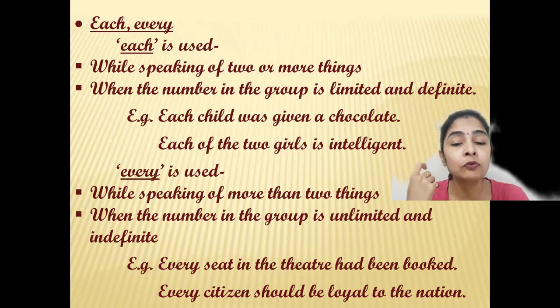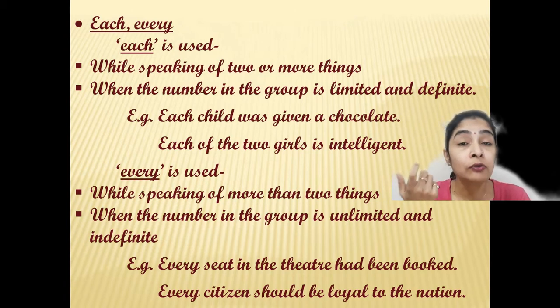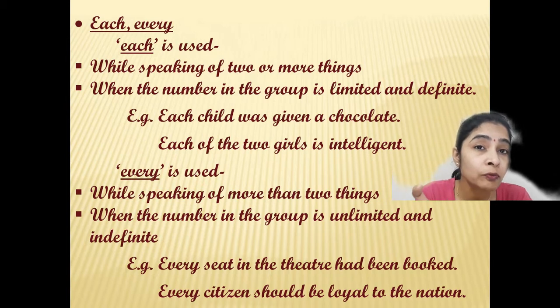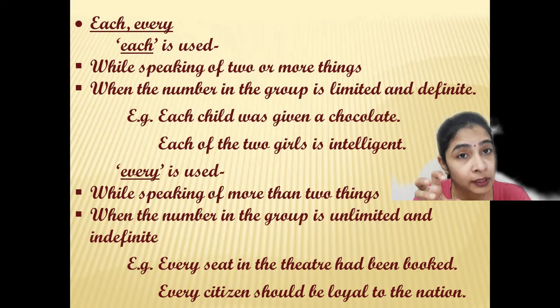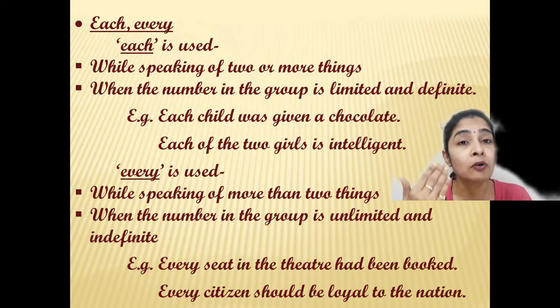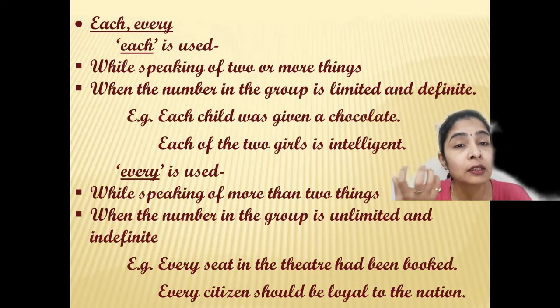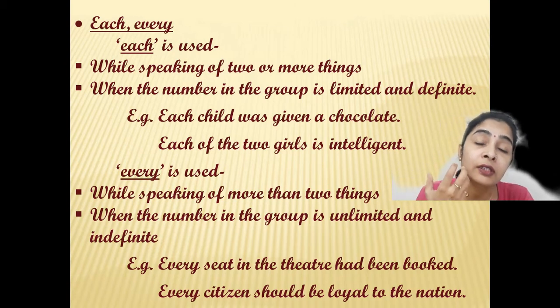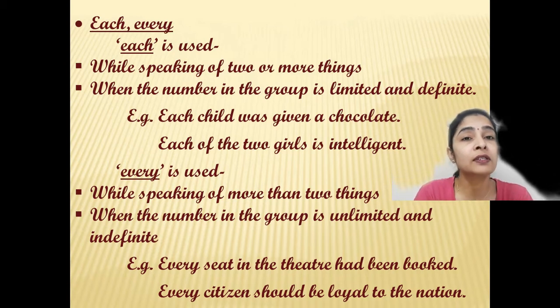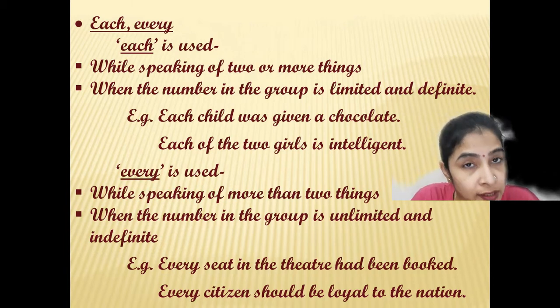Moreover, each of the two girls is intelligent. Here, each of the two girls means only two girls are there, so the group is limited to two only. We are talking about a limited group, and about everyone in the group, that means each member of the group. So here we are using each. Each child was given a chocolate, and each of the two girls is intelligent.